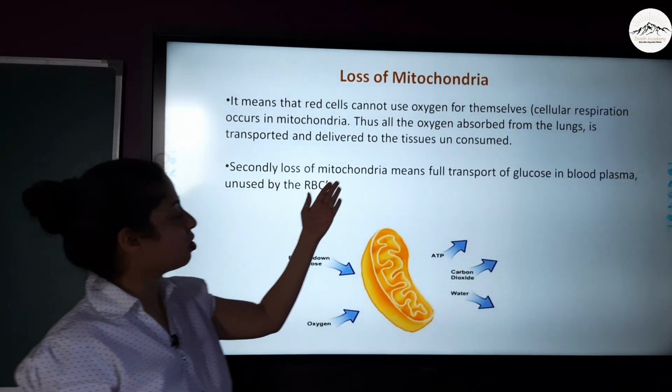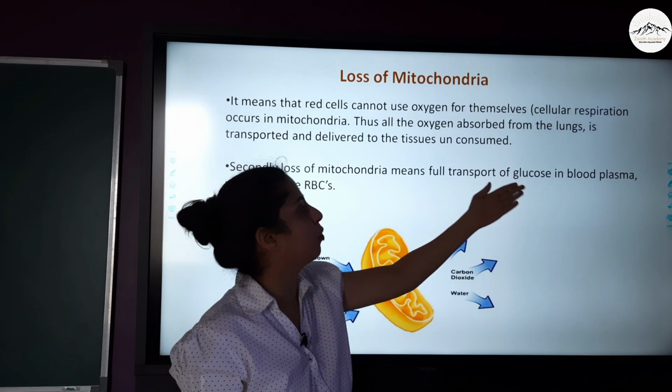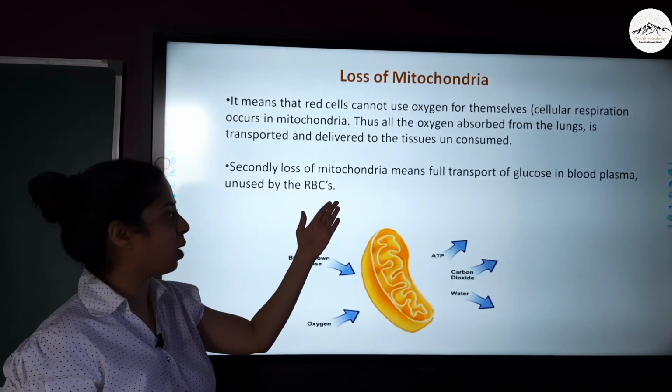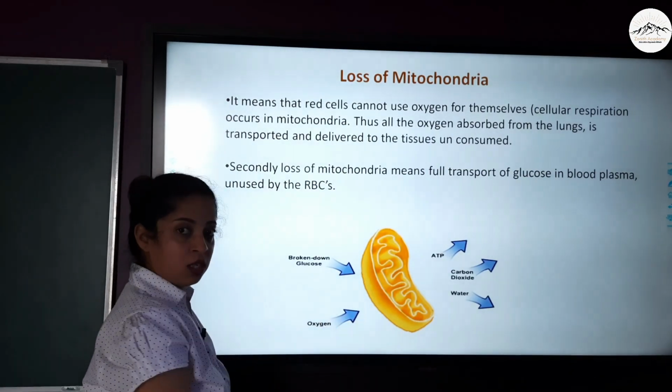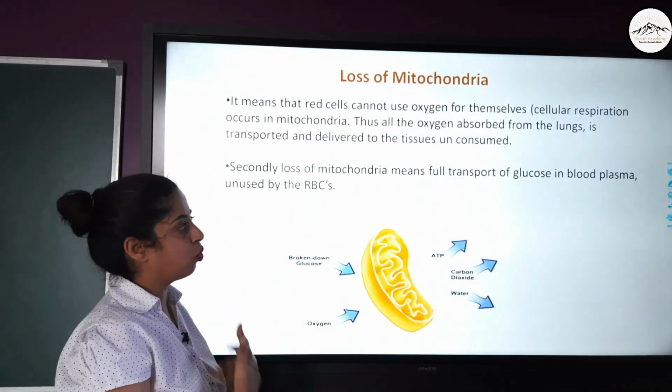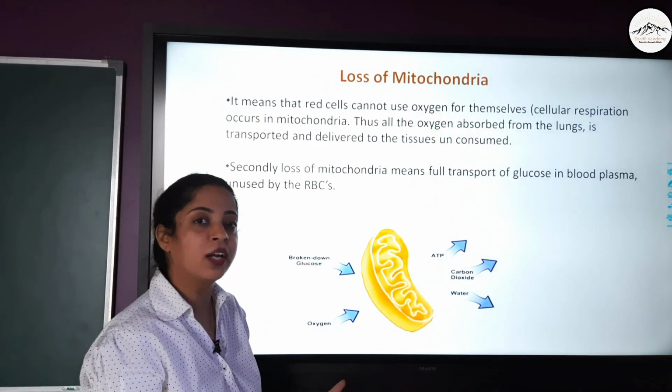Now secondly, the loss of mitochondria means full transport of glucose in the blood plasma, unused by the RBC. We knew that mitochondria uses glucose. So now since there is no mitochondria, glucose is also transported unconsumed.